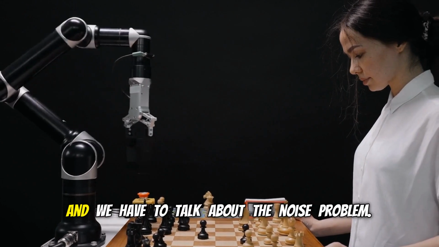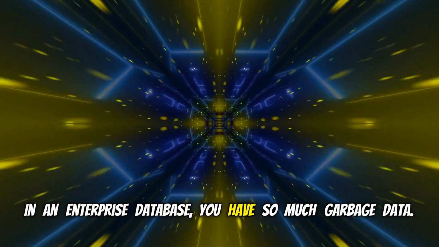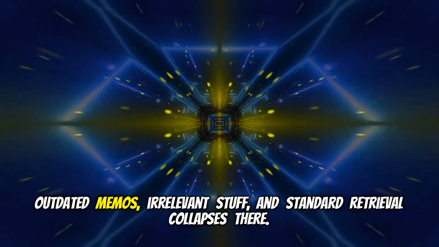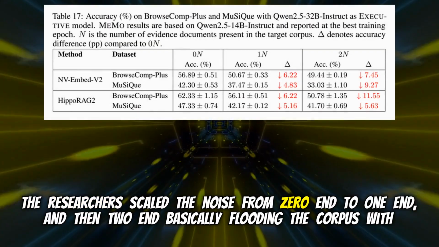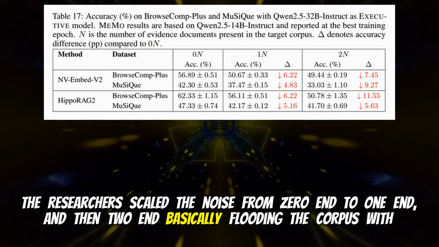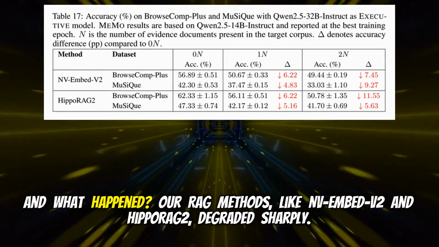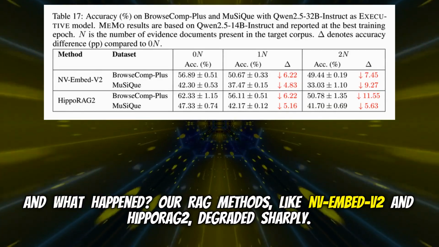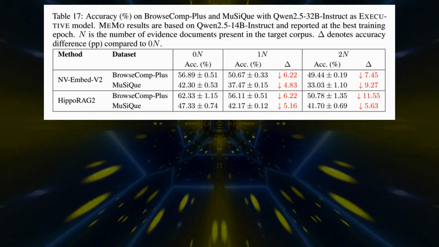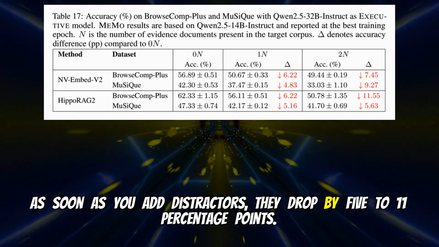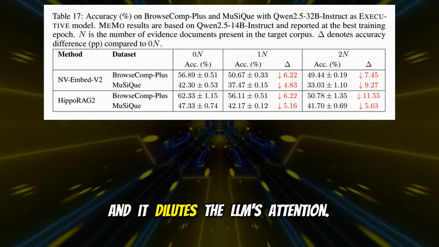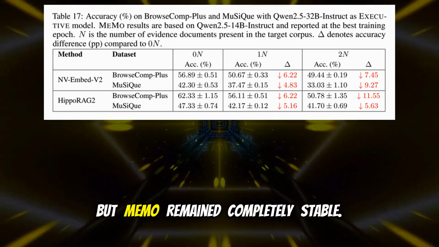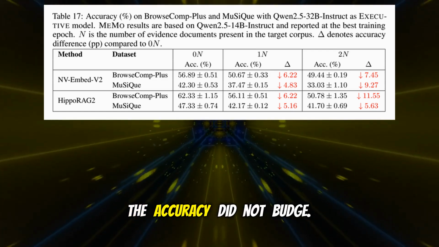That makes total sense. And we have to talk about the noise problem. In an enterprise database, you have so much garbage data. Outdated memos, irrelevant stuff. And standard retrieval collapses there. The researchers scaled the noise from 0n to 1n and then 2n, basically flooding the corpus with distractors. And what happened? RAG methods like Embed v2 and HippoRAG 2 degraded sharply. As soon as you add distractors, they drop by 5 to 11 percentage points. Because irrelevant documents get retrieved by mistake. Right, and it dilutes the LLM's attention. But MEMO remained completely stable. The accuracy did not budge.